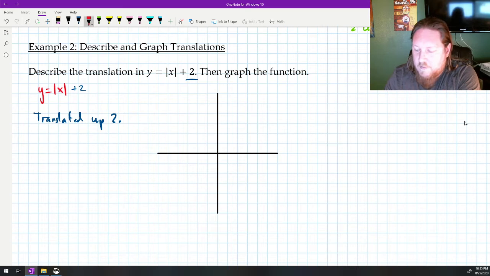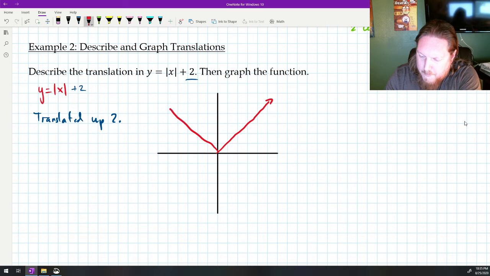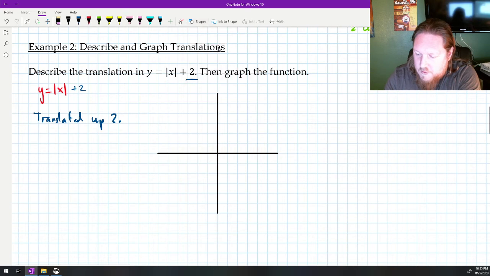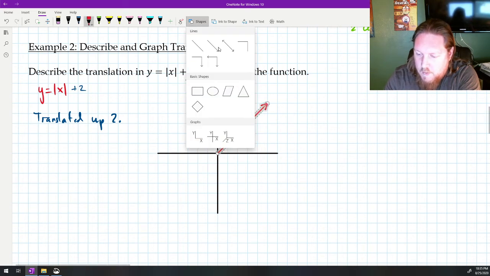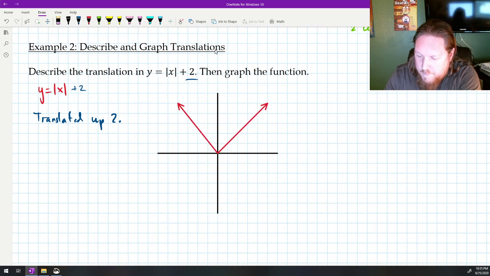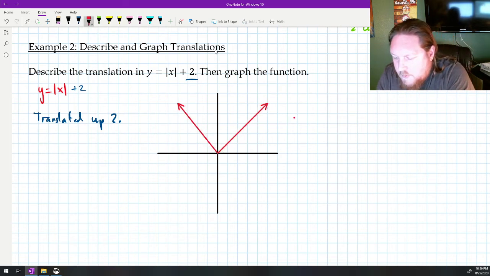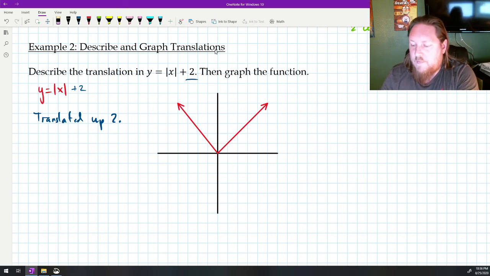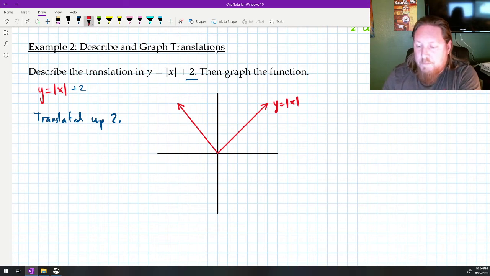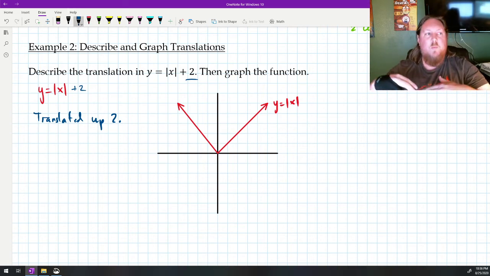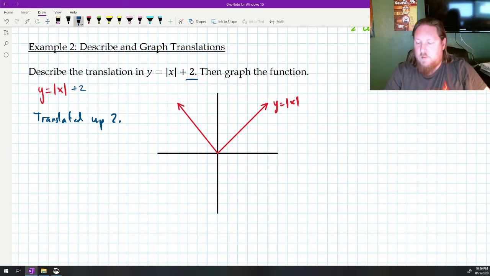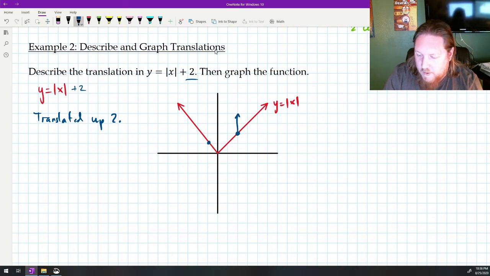So here's the whole idea. If you know what the normal absolute value graph looks like, I'm just going to draw it here real quick. Not perfect. That's absolute value. I'm going to use straight lines. So there we go. Okay. So that is the absolute value function. This is y equals absolute value of x. Now in blue, I'm going to move all of those points up 2. So just think everything's getting shifted up 2. So if I have any point, it's just going up 2 units. And that's happening everywhere.